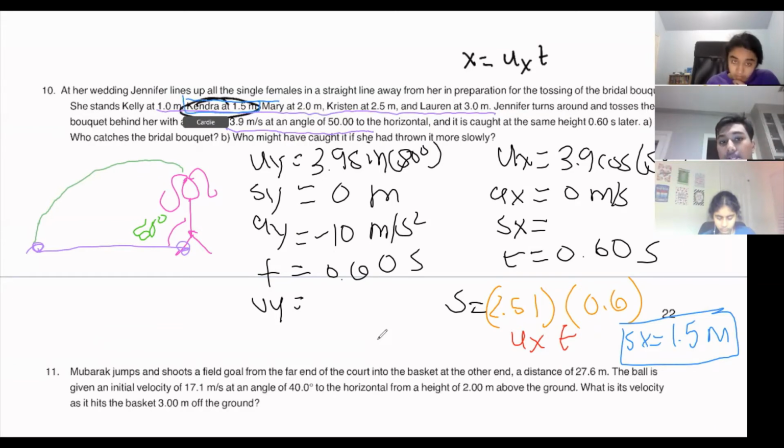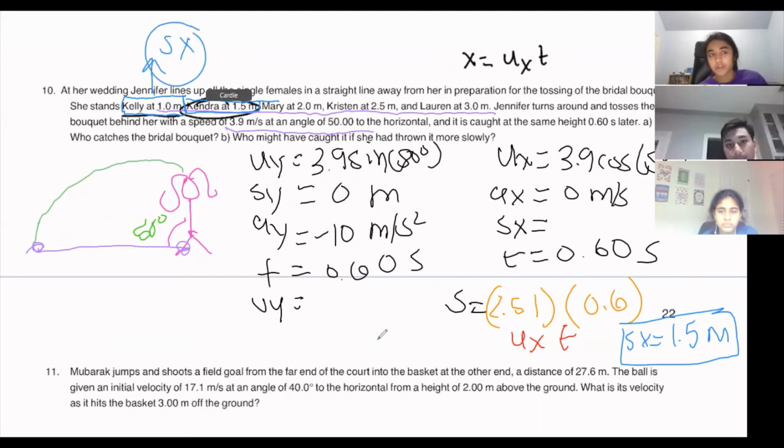The second part of the question says, who might have caught it if she threw it more slowly? At first, this question was a little confusing to me. The only way I figured it out at first was that we can see that Mary, Kirsten, and Lauren have more distance, right? Whereas Kelly is the only one with less distance. So since Kelly's an anomaly in this situation, I would just go with Kelly. But even if you calculate it, you would also find that Kelly is the answer if you threw it more slowly. You could consider a situation where the Ux component would be 3 or 2.9, and see which one it's closest to. Obviously you're going to have a decrease in Sx. Kelly's in front of Kendra, so it would reach her if it was slower.